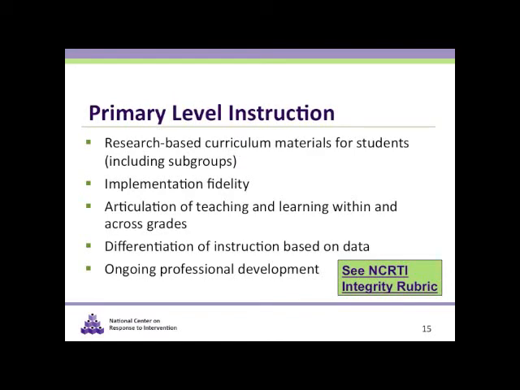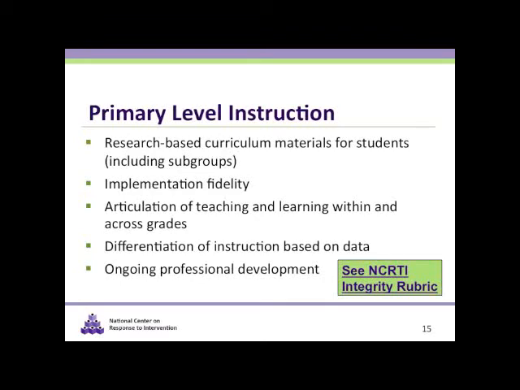including subgroups. Procedures are also in place to monitor the fidelity of implementation of the core curriculum. The preponderance of evidence supports that the core curriculum is delivered with fidelity as it was intended to be delivered. Teaching and learning are well articulated from one grade to another and within grade levels so that students have highly similar experiences regardless of their assigned teachers.